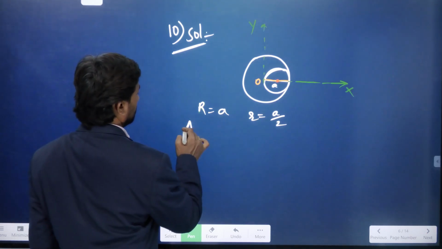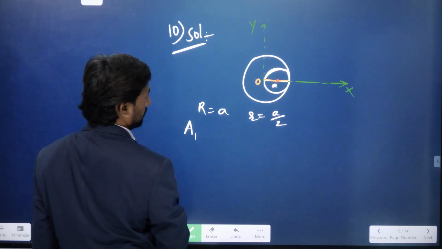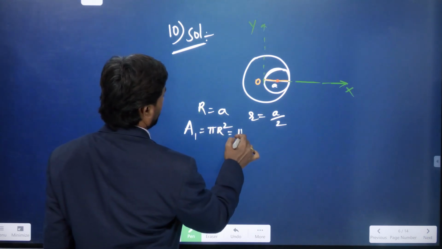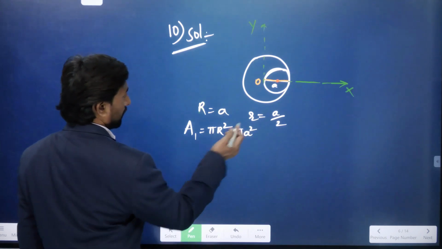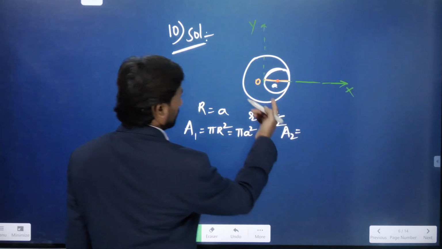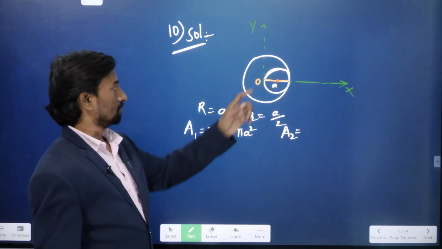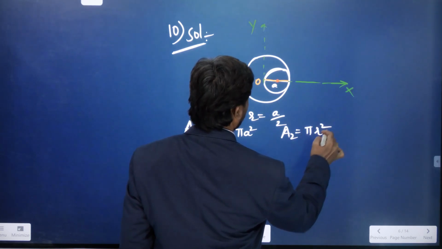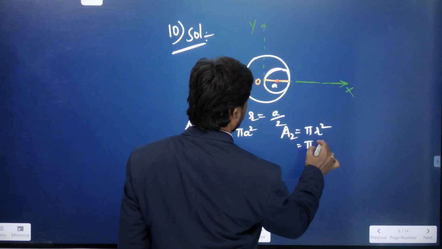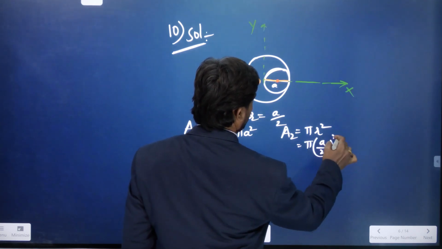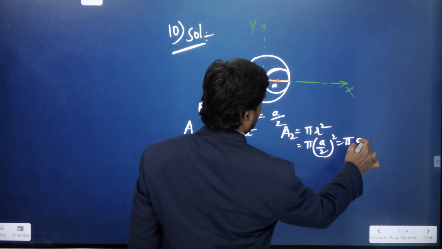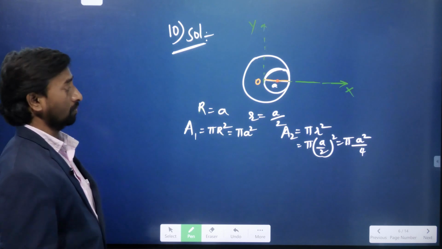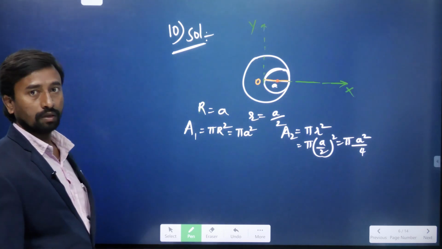Now the area of the bigger circle, A1, equals pi R square, so pi A square. And A2 will be the area of this smaller circle, pi into small r square, so pi into a by 2 whole square. A by 2 whole square means we get pi into a square by 4, so A2 is pi a square by 4.